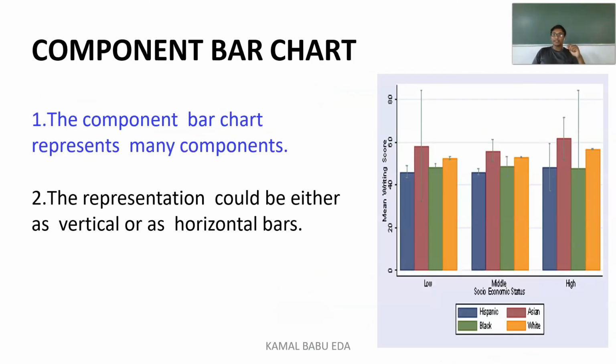What does the component bar chart mean? Here in the component bar chart, it is representing many items. For example, what is the total expenditure we have, what is the total revenue we have, what is the total profit we have, and what are the losses or benefits that we had. It can be represented in the form of vertical or horizontal bars here.